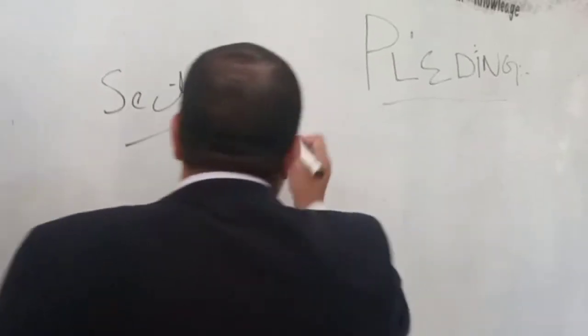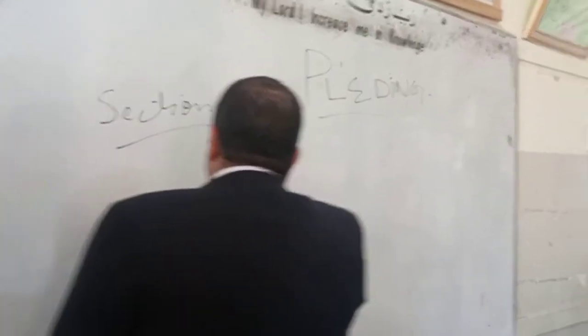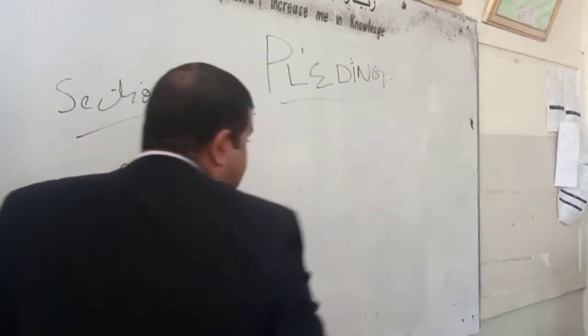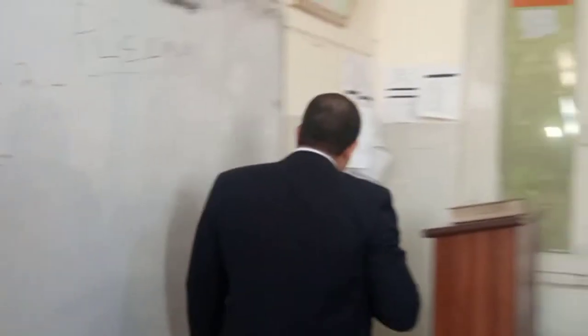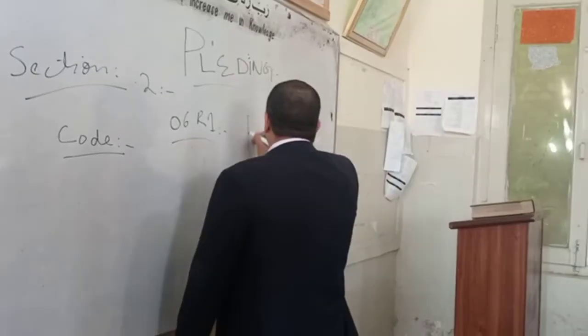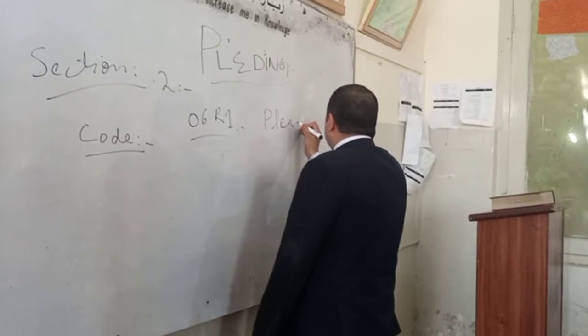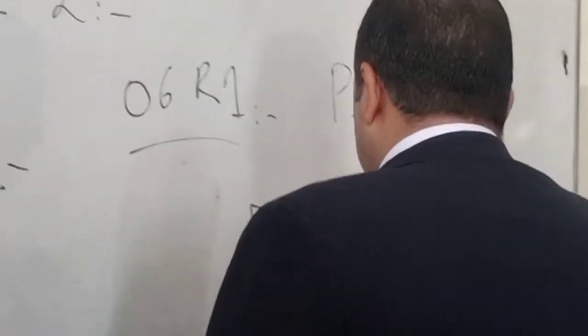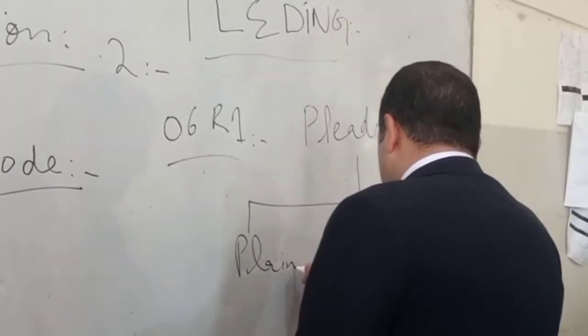The word pleading has not been defined in section 2. If you go to section 2 of the Civil Procedure Code, the first term that has been defined in section 2 is code, Civil Procedure Code. But you would not find the word pleadings in the Civil Procedure Code. However, Order 6 Rule 1 gives a reference to pleadings. According to Order 6 Rule 1, pleading means plaint or written statement.